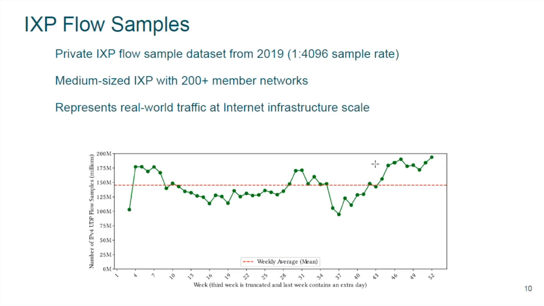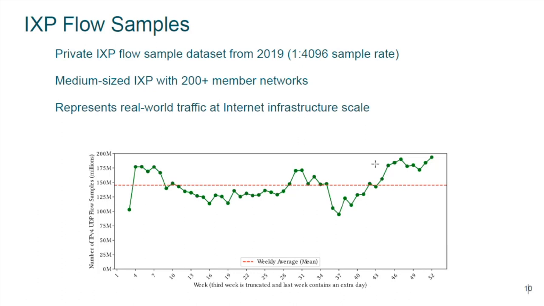So we had access to IXP flow records. It's a private data set from 2019. It's a bit old now. The sample rate is 1 to 4K. This is a medium-sized IXP, with more than 200 networks on it. And well, it represents real-world traffic.